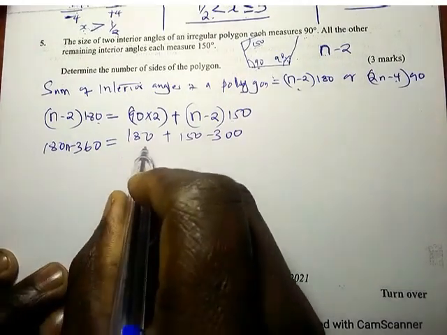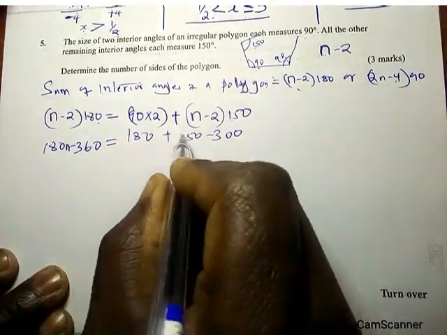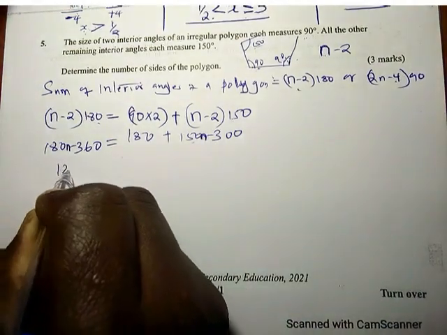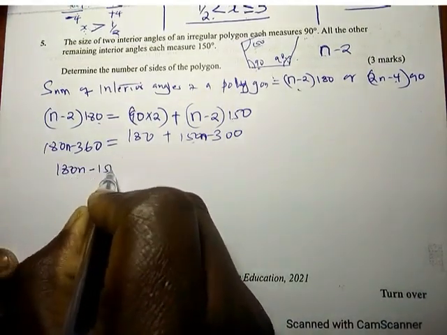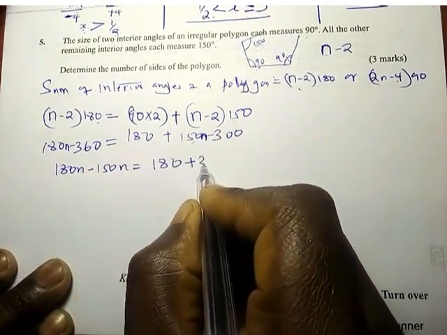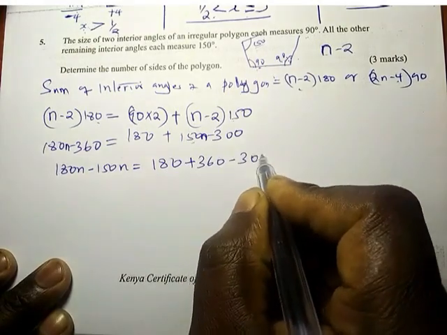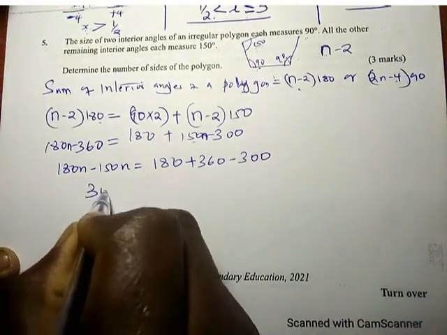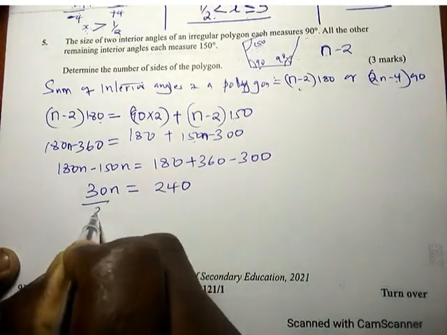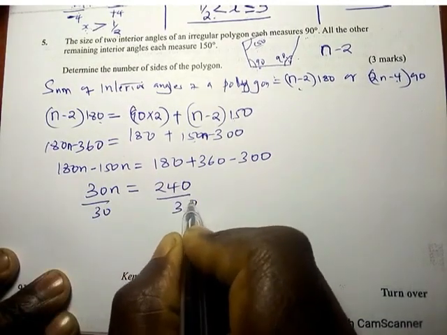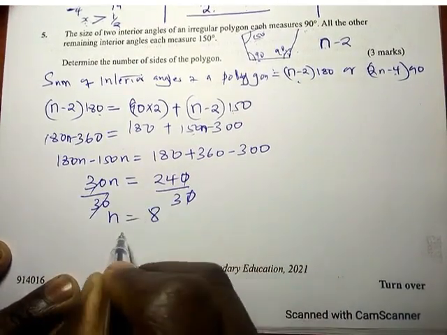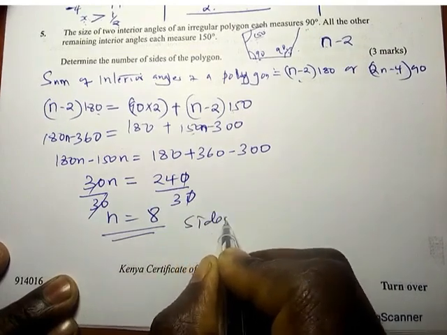180n, like terms together. This is 150n. So tutapata 180n minus 150n will be equal to 180 plus 360 minus 300. 30n is equal to 240, divided by 30, divided by 30. So n is going to be 8. So the number of sides is 8.